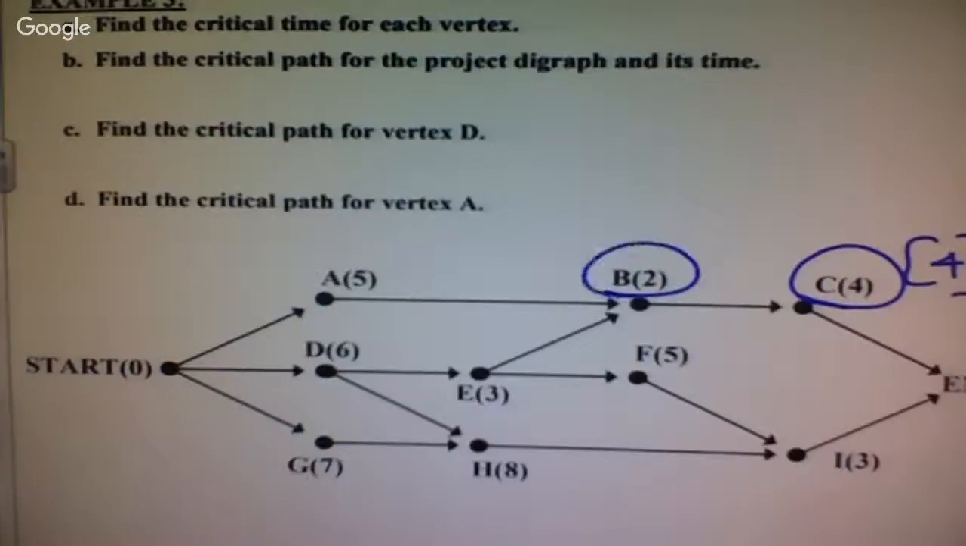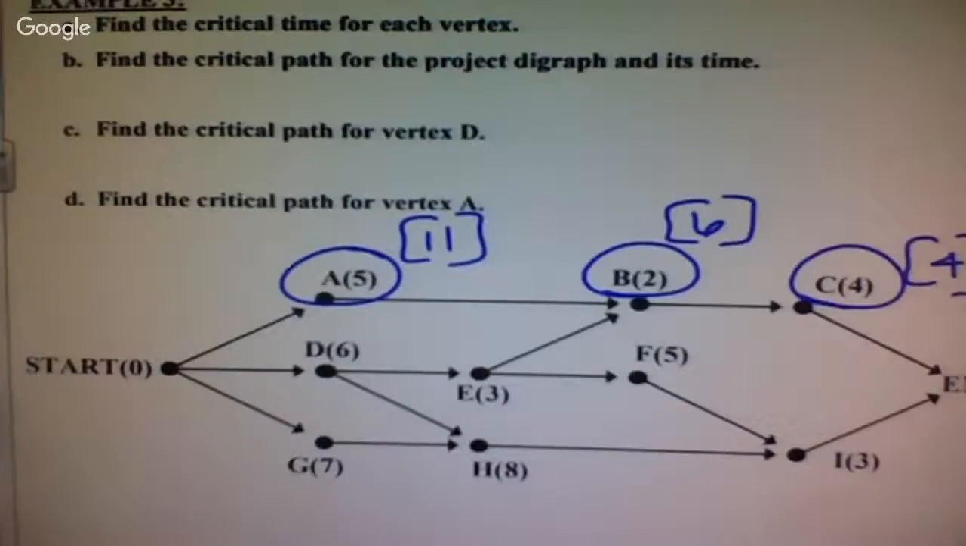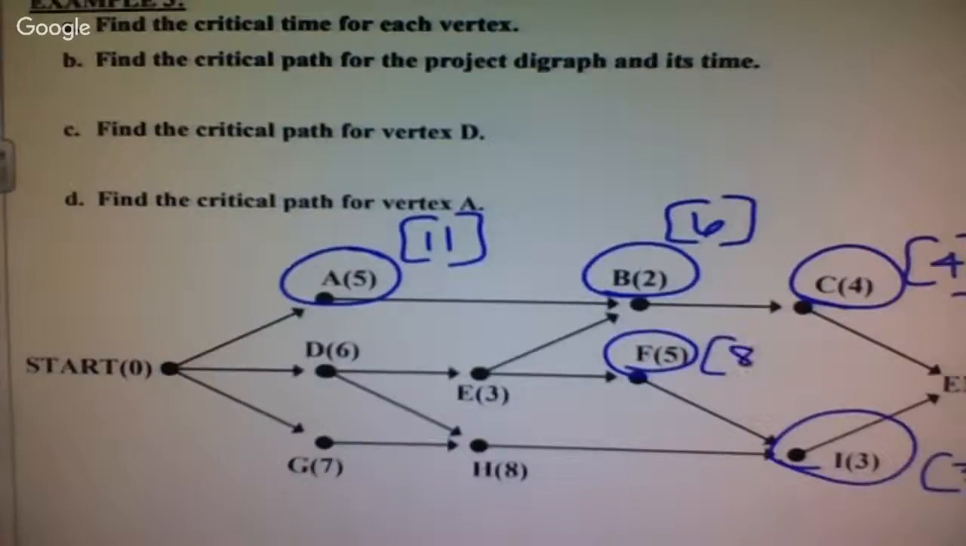So then what if I back up to B? 6. It's going to give me 6, 11. 6 also backs up to A, so that gives me 11. Let's go to I. 3. I backs up to F. 8. I also backs up to H.